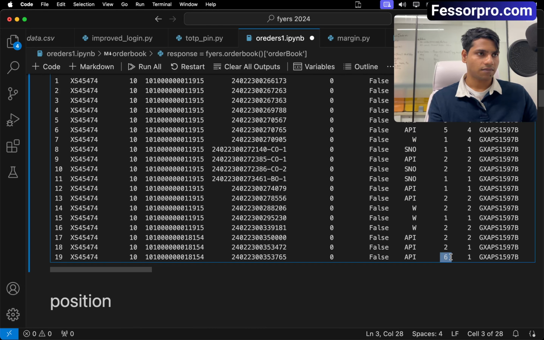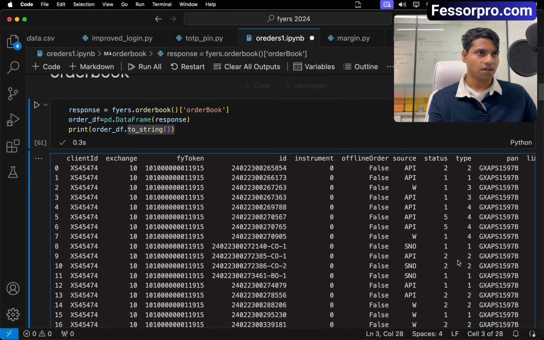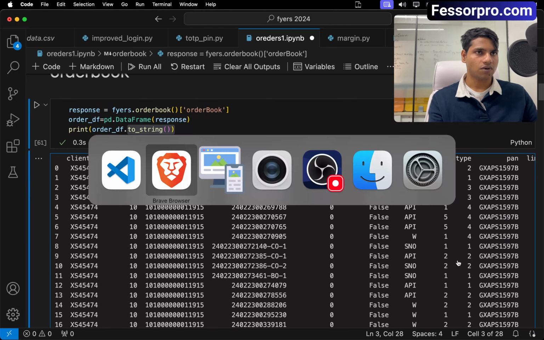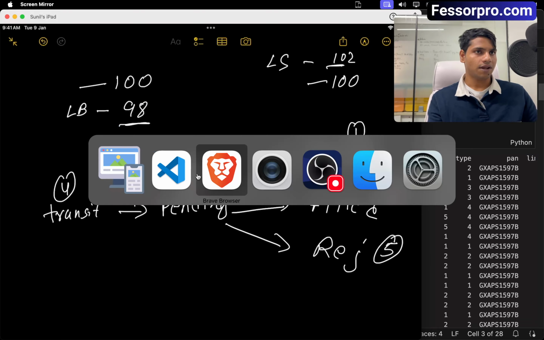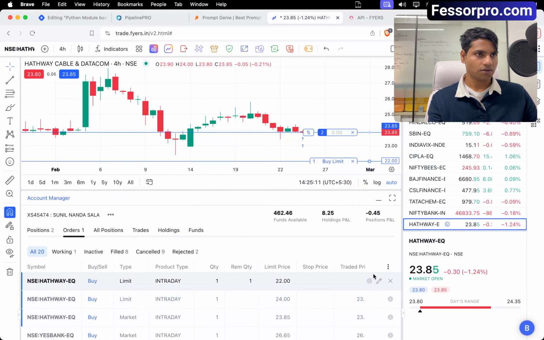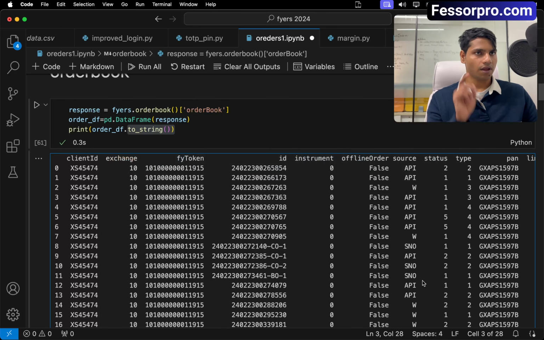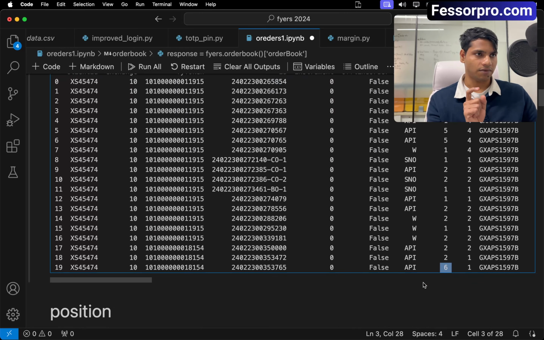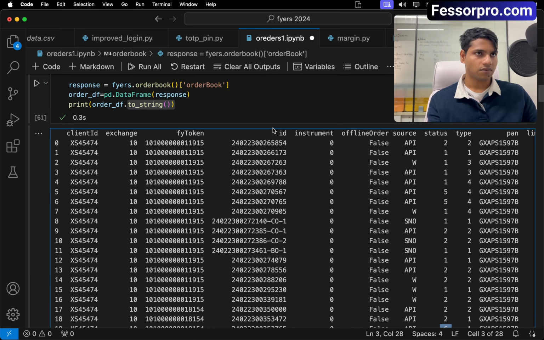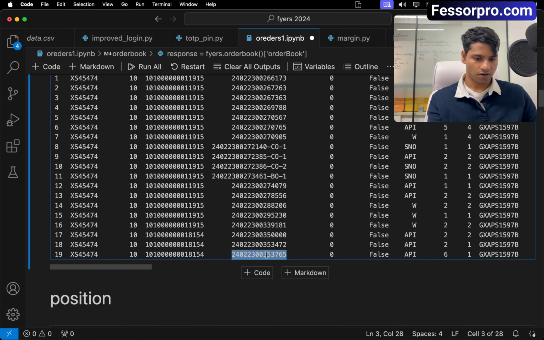Look at this, the status is 6. And what does 6 represent? 6 represents pending. Now look at what will happen if I cancel this order. Either I can cancel manually, or I can cancel by using the cancel function. How do you cancel an order? You need the order ID. This is the order ID column, so I'll copy this order ID.